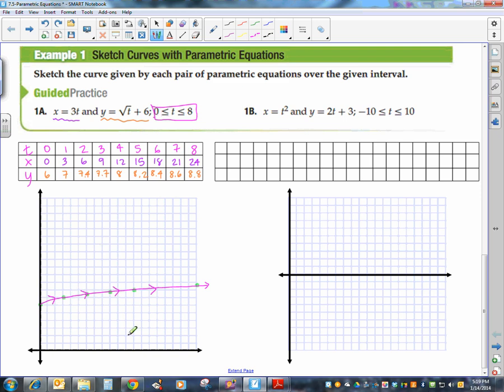The same thing with 1b. I'm going to fill in the chart and then graph it, but I'm going to pause so that you can try it on your own, come back, and check your work.